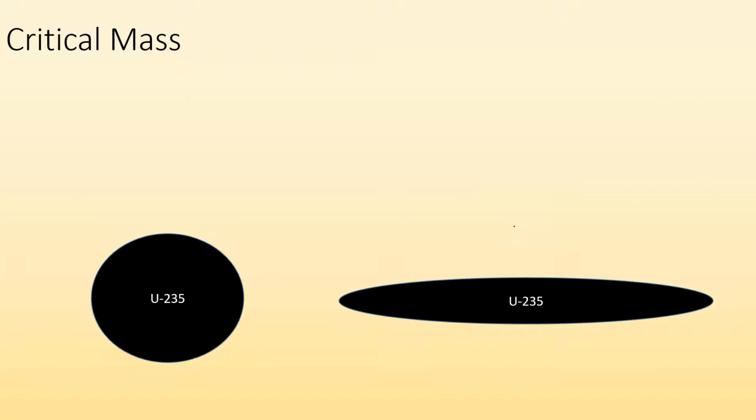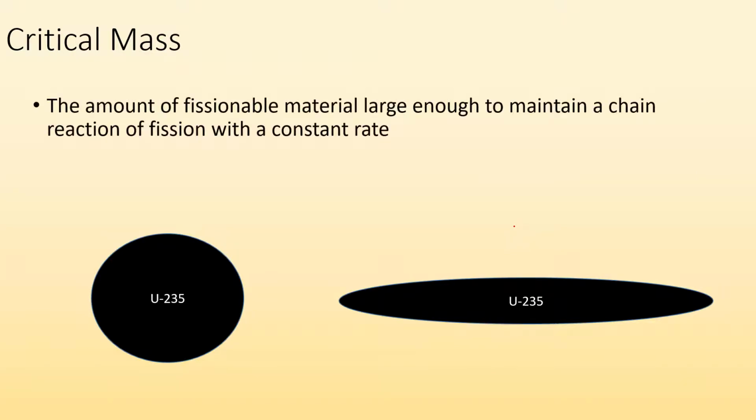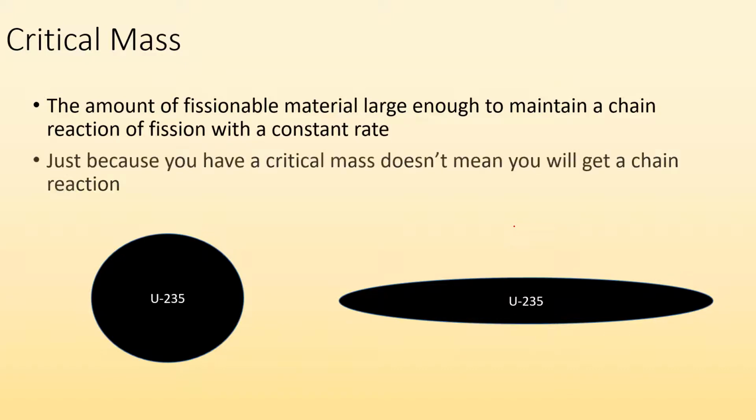Critical mass, another vocab term. The critical mass is the amount of fissionable material large enough to maintain a chain reaction of fission at a constant rate. So it's kind of a misnomer. Just because you have the critical mass, if you have the right amount of mass, it doesn't mean you're actually going to get the chain reaction. So it's kind of a misnomer because it's not just mass, right?